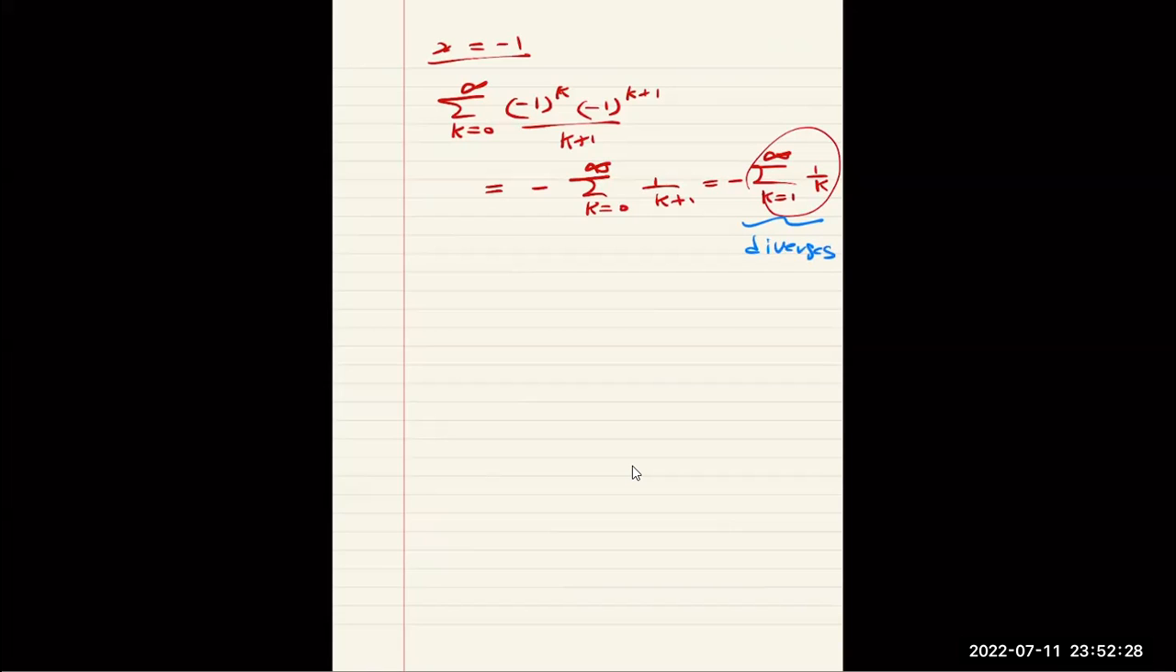Okay. Similarly, you can show that if you analyze the other endpoint, when x is equal to 1, the series converges. I will leave that as an exercise for you. All right, so the interval of convergence is going to be minus 1 excluded, but plus 1 included.